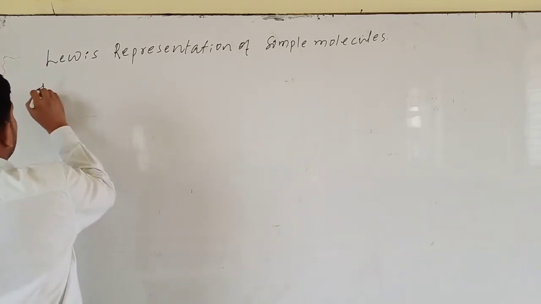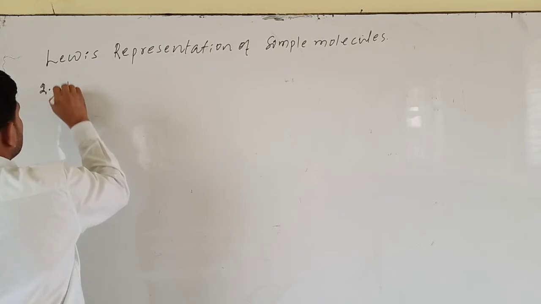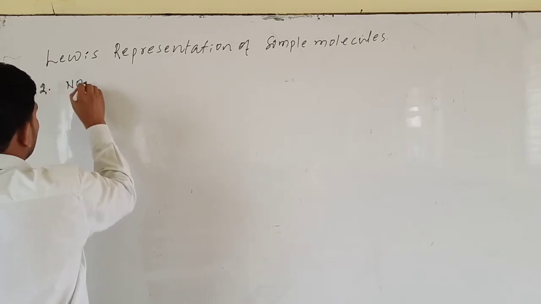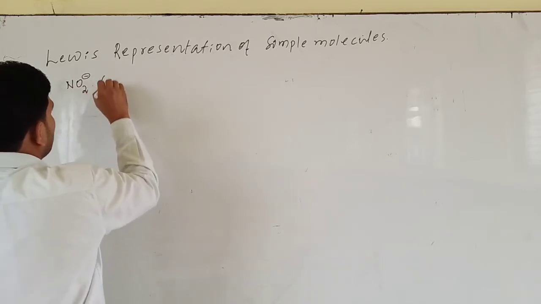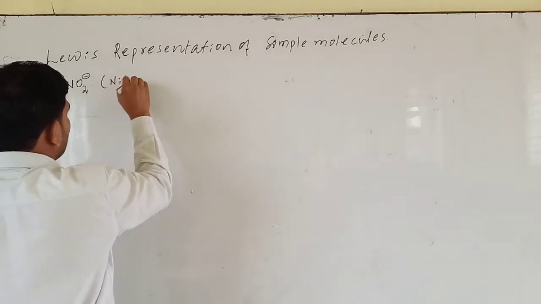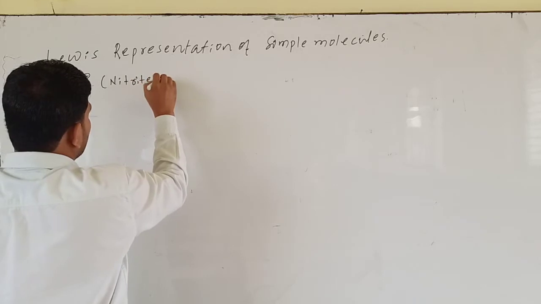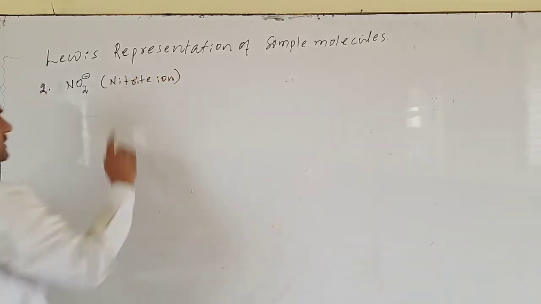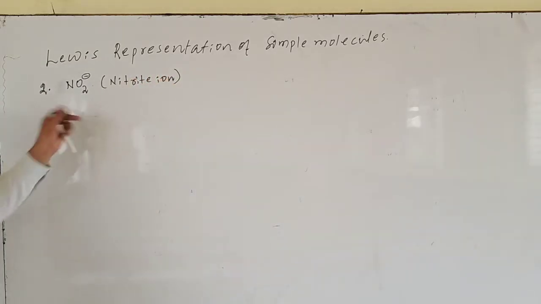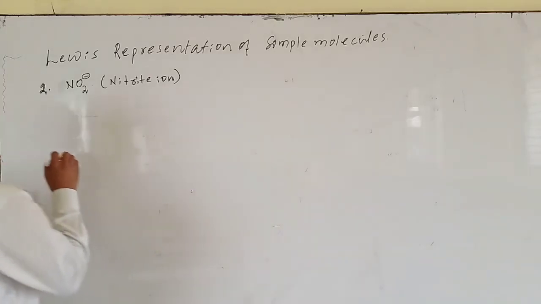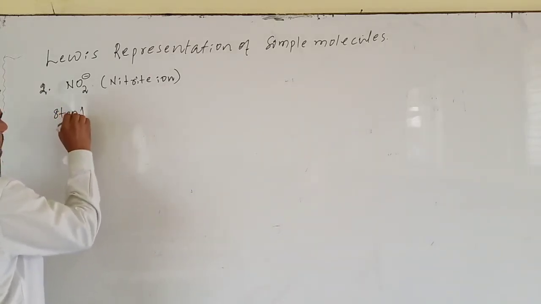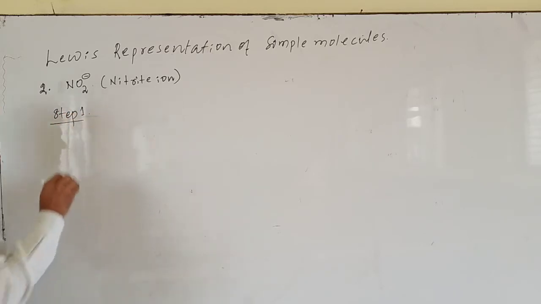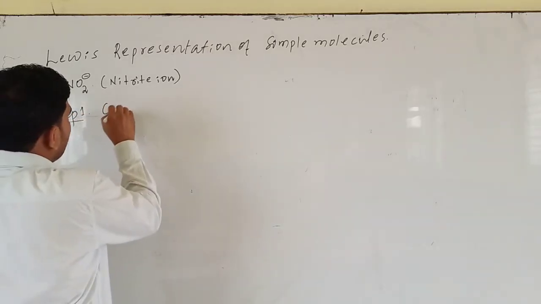See, a second example is NO2 minus, the nitrite ion. NO3 minus means nitrate ion. This is the nitrite ion. Okay, step 1 we know. What is step 1?